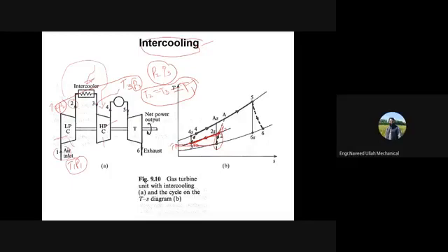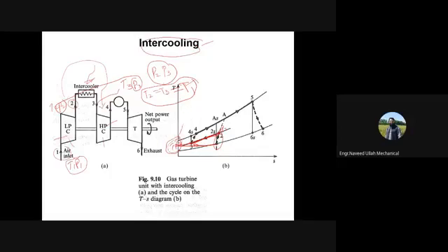Okay, so this is your T3. So you can see that if you have perfect intercooling, which is not possible, but if you have that, we can get close to it. It depends on how efficient the intercooler is. But you can see that your T1 and T3 will be the same.